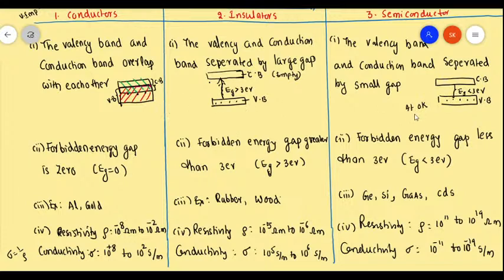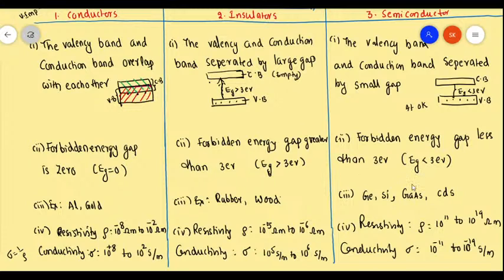But at room temperature, a little heat energy will be there. By gaining that little heat energy, some of the valence electrons will jump to the conduction band. Then at room temperature this semiconductor will act as a conductor. That means a semiconductor sometimes acts as a conductor, sometimes as an insulator. At 0 Kelvin the semiconductor is an insulator, at room temperature it is a conductor. That means semiconductor conductivity lies between the conductors and insulators.